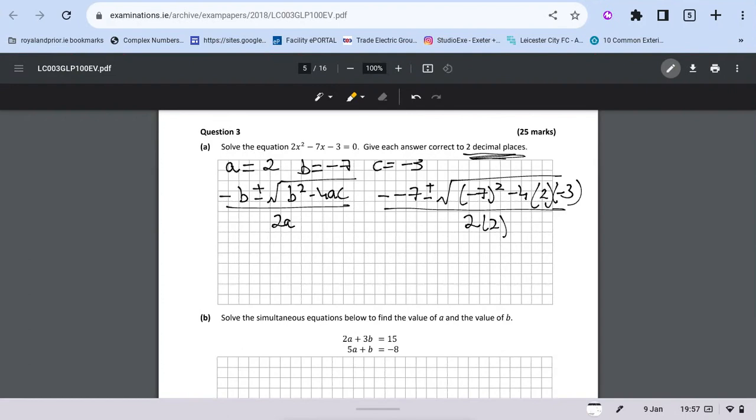Just type that in as you see it. Crucial, you have your brackets around your minus b. Seven plus root 73 over 4. Press your SD. 3.886. That 6 brings that up. So 3.89. Then go back and change that plus to a minus.